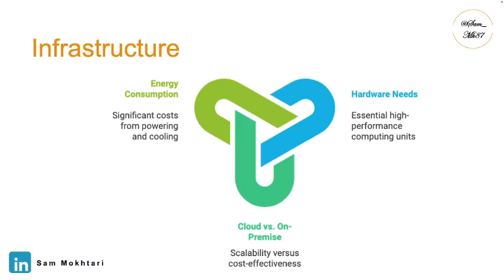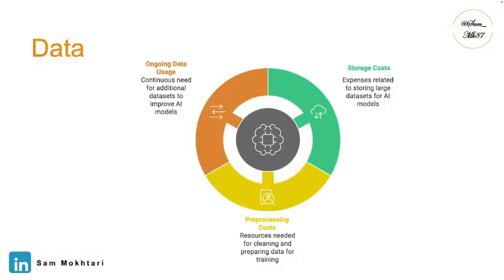We also have energy consumption, which is another major cost driver. So if an organization deploys the generative AI application on on-prem infrastructure, cooling systems and power supplies for these setups can be costly, which emphasizes the importance of using energy efficient infrastructure.